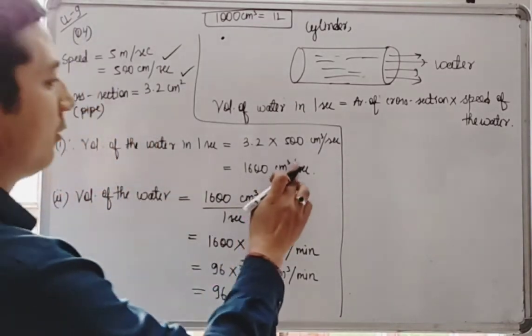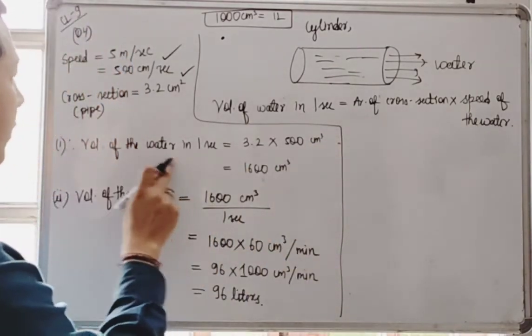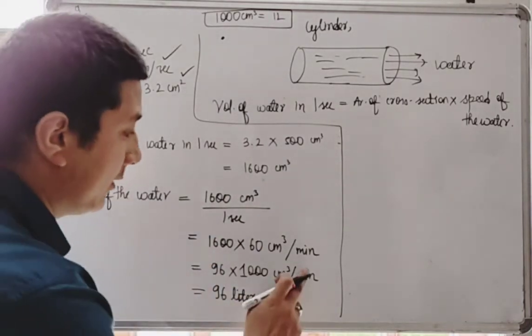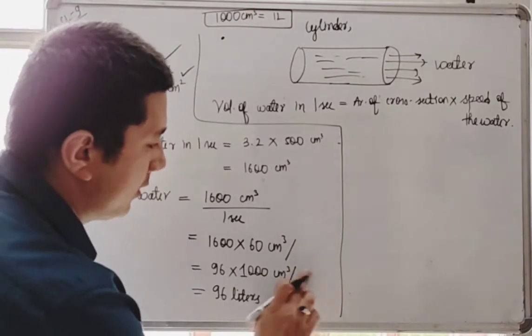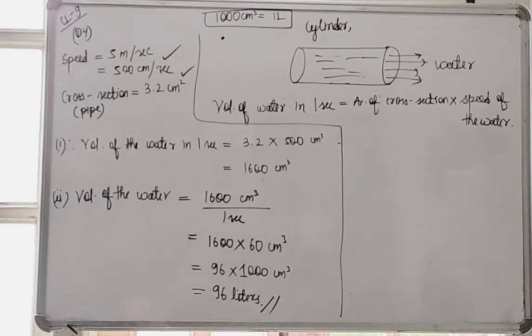Okay, obviously here also it will not be second. I cannot write second because volume, the unit of volume will be only centimeter cube, and here also volume of the water will be 96 liters. So you can just eliminate this minute, okay, because we are calculating volume. So hence these are the answers for question number 4 part 1 and part 2. Please pause the video and note it down.